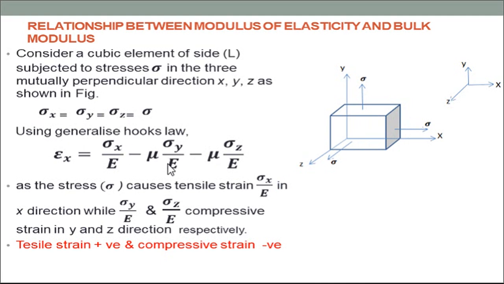Using generalized Hooke's law, which we have already studied, the strain in x direction is a tensile strain, and in y and z direction there is a compressive strain because of the lateral compression. This is the generalized Hooke's law we already studied: sigma x divided by E minus mu sigma y divided by E minus mu sigma z divided by E. As the stress sigma causes tensile strain, sigma x divided by E in x direction, sigma y divided by E and sigma z divided by E give the compressive strain in y and z direction. Tensile strain we have taken positive and compressive strain we have taken negative.